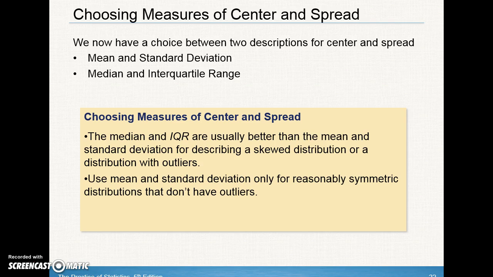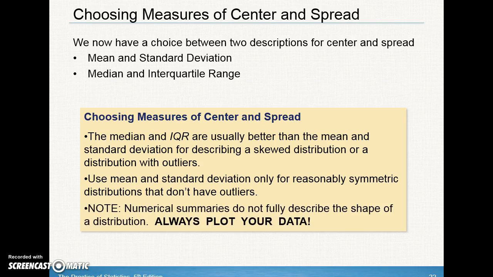Also, we want to avoid outliers when we're talking about mean and standard deviation, because remember how the outlier pulls the mean away from the middle. Also, numerical summaries do not fully describe the shape of a distribution. Always make a graph. Always, always.